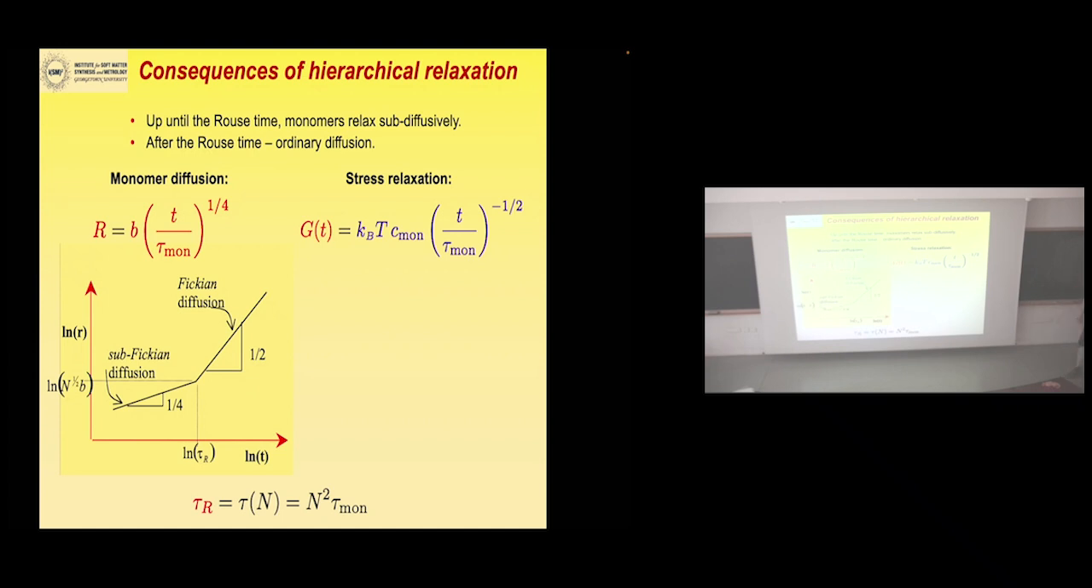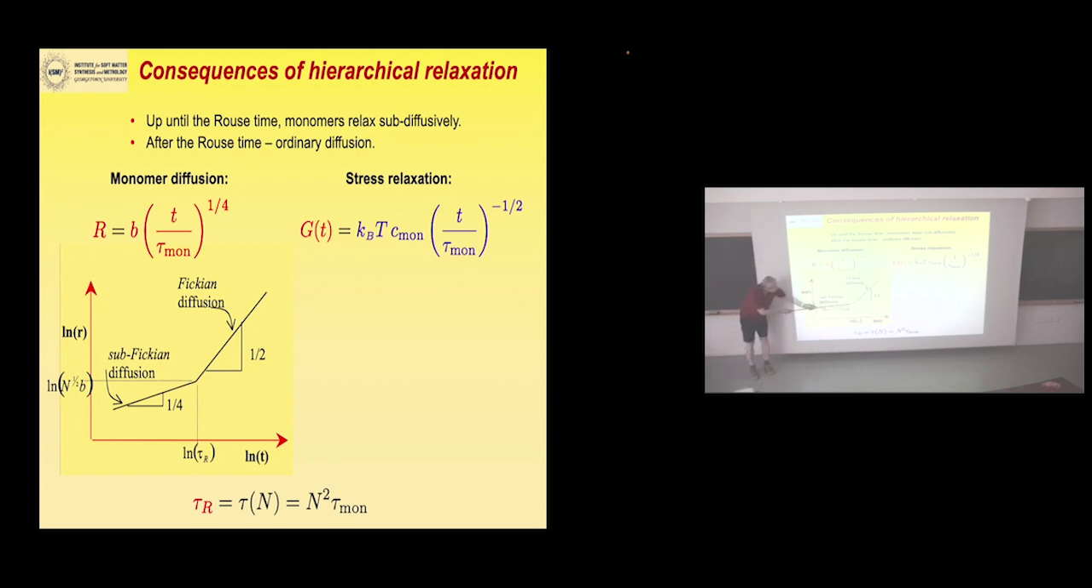So let's think about what that implies for both the monomer diffusion and the stress relaxation. In terms of monomer diffusion, I'm going to plot the monomer position on a log-log plot. There's a time scale which is the Rouse time. Beyond the Rouse time, I should have Fickian center of mass diffusion, because beyond that time the polymer is just orienting as a single object and diffusing along.